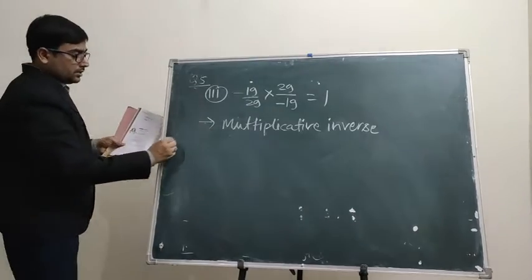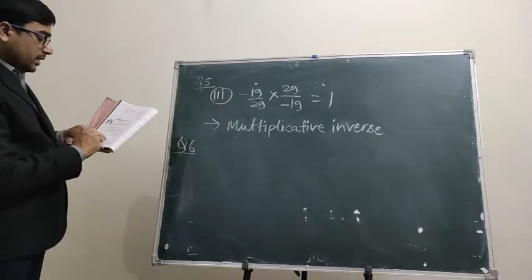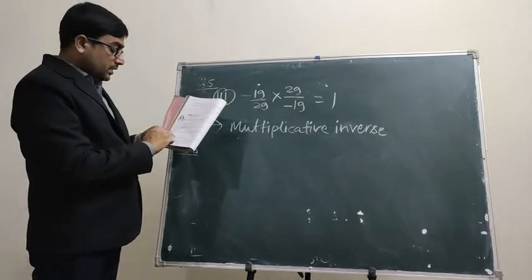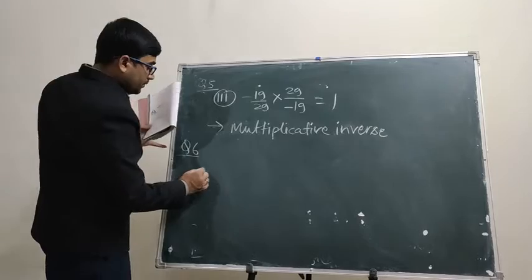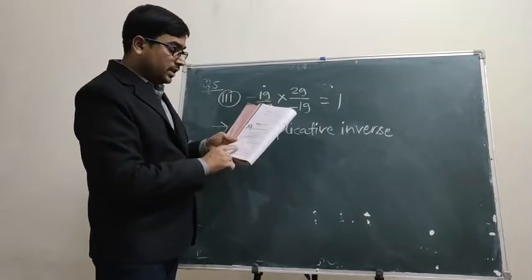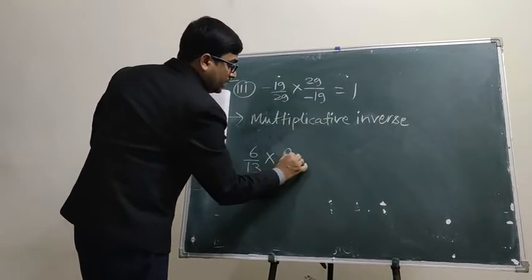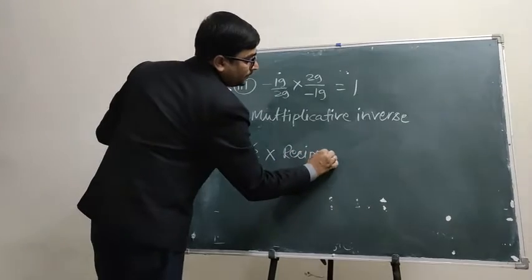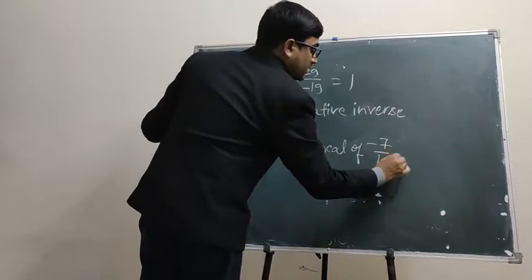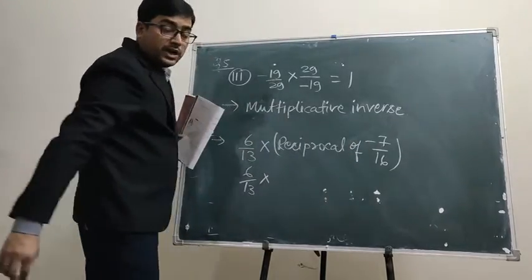In question 6, multiply 6 by 13 by the reciprocal of minus 7 by 16. You can see the question in your book. So 6 by 13 is multiplied with the reciprocal of minus 7 by 16. And what is the reciprocal of minus 7 by 16?